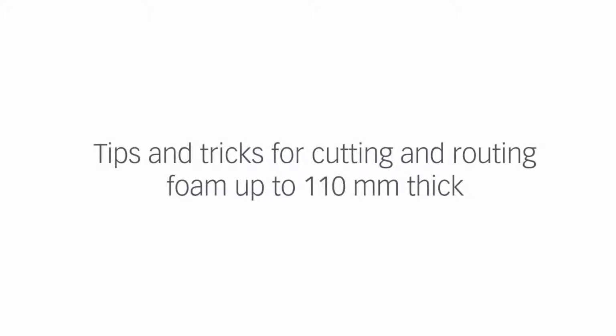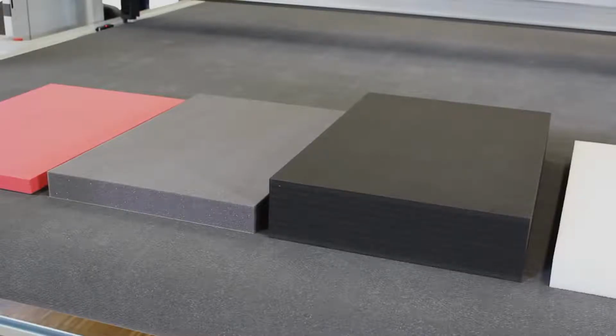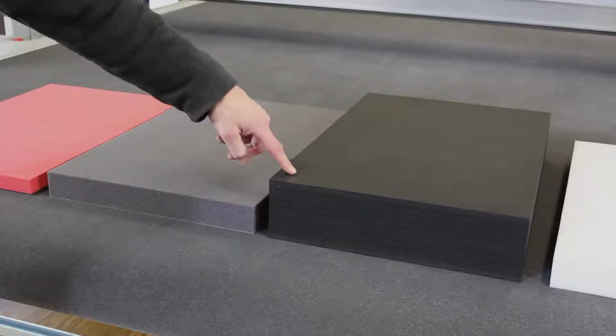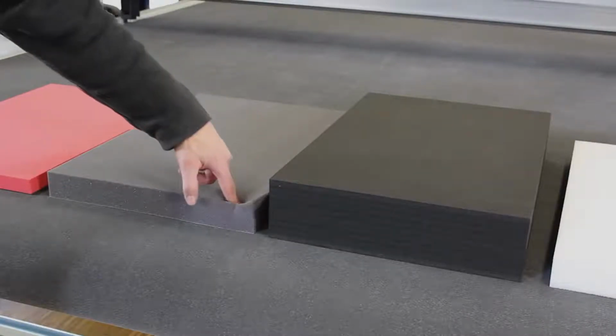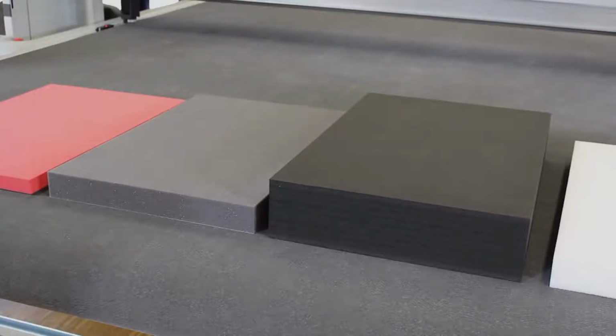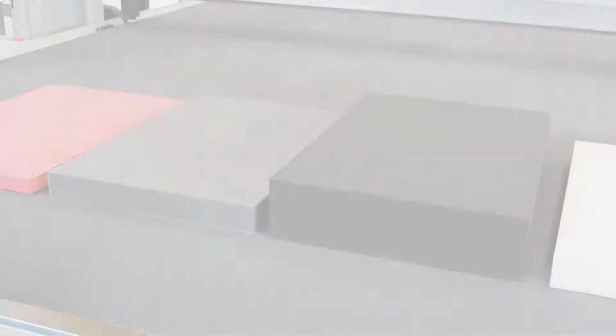Tips and tricks for cutting and routing foam up to 110 mm thick. Because of differences in density and other properties, cutting foam at thicknesses of up to 110 mm presents unique challenges. We would like to illustrate some of these and offer suggestions on how to handle different types of foam.